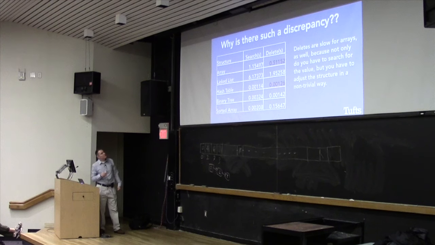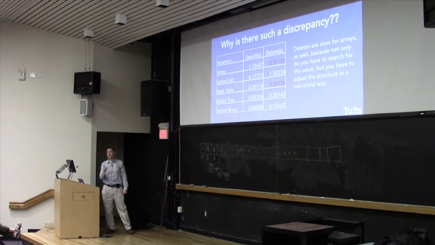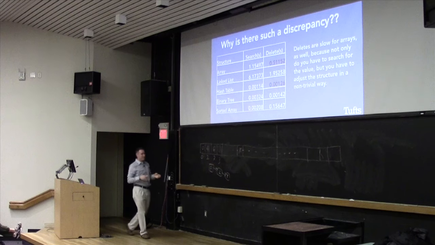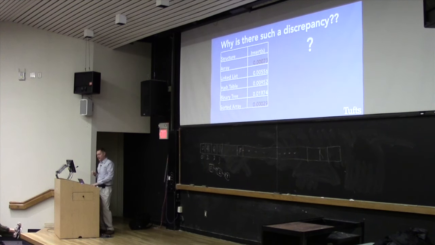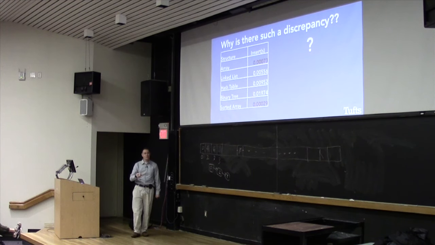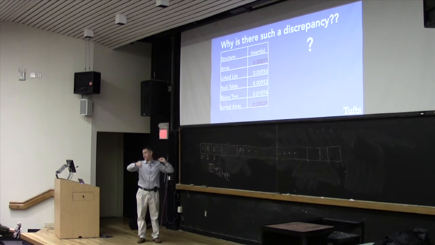Why is there a discrepancy in deletes? Well, I kind of already talked about that too. If you can find the value very quickly, you can delete it very quickly, especially if you don't need to go moving all these things around. And then finally, this one threw me for a loop. This is for those of you who love computer science and are super nerdy and want to know these things. As it turns out, and Bruce can correct me if I'm wrong, but I think I'm right on this, the program that I wrote, if you want, go look at it, is the exact same code.